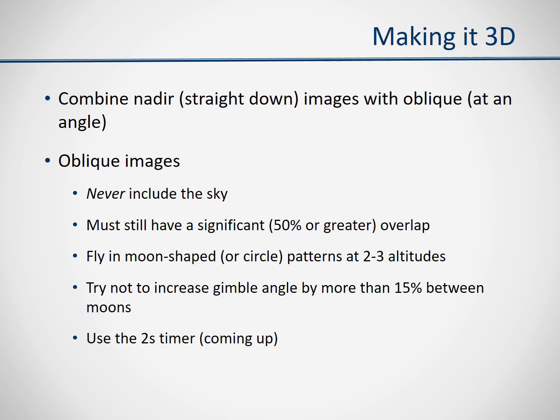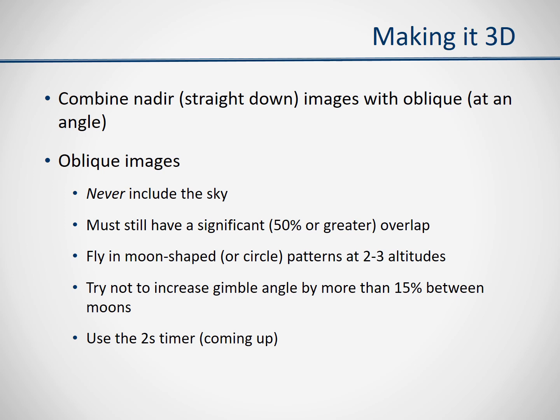A couple of things to keep in mind with oblique images: never include the sky. The sky is kind of like water. It often changes, particularly if there's clouds, and it makes it really difficult to map. It's also often very sunny if there's no clouds, and that also is difficult to map. You still must have significant overlap, 50% or greater, to get these photos to mesh together correctly.